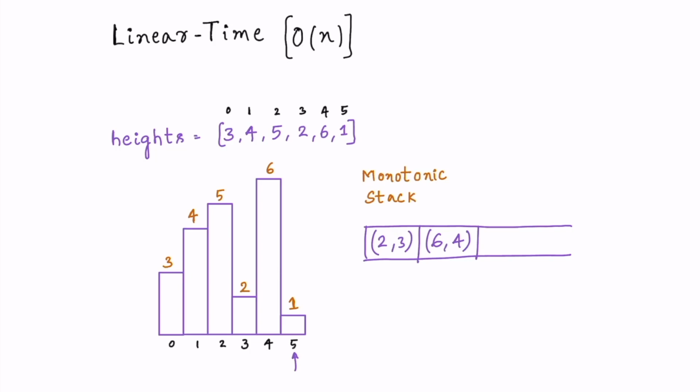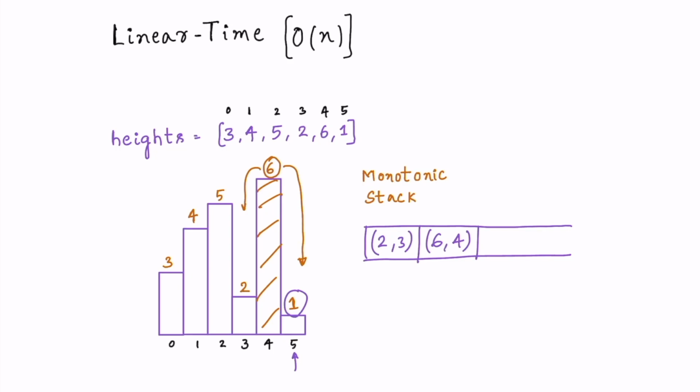Height of this bar is 1, which is lower than the height of the bar at the top of the stack. So this will be the right edge to the rectangle formed using the bar at the top of the stack. So top of the stack is this bar of height 6, and the right edge will be the current index, and the left edge will be the previous element in the stack, which is index 3. So the rectangle formed is this.